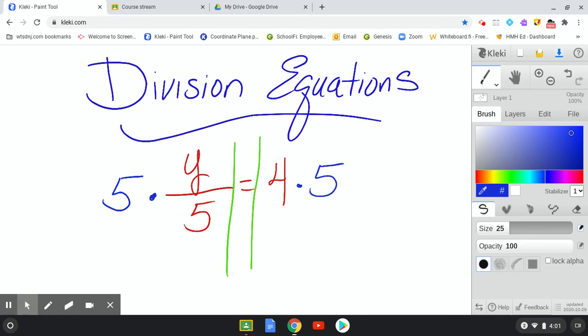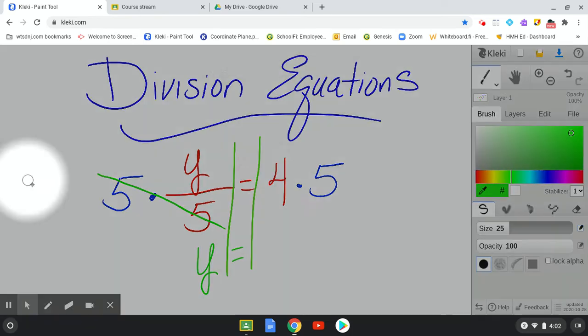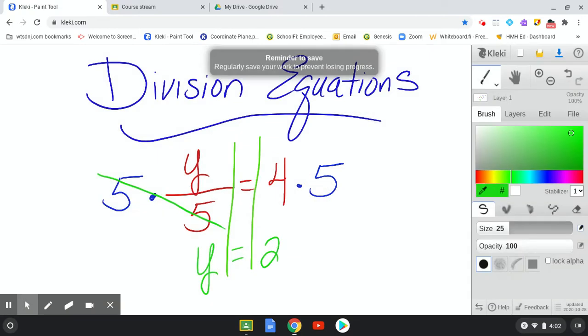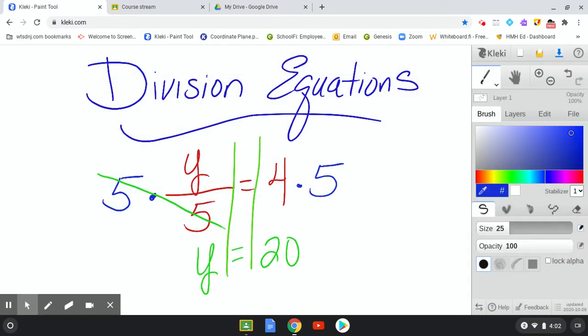So these two 5s cancel out. So these cancel. I am left with my y, bring down my equal sign. Now I have 4 times 5. Well, 4 times 5 is equal to 20. So my final answer for this one was y is equal to 20.